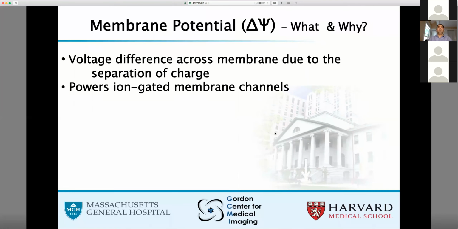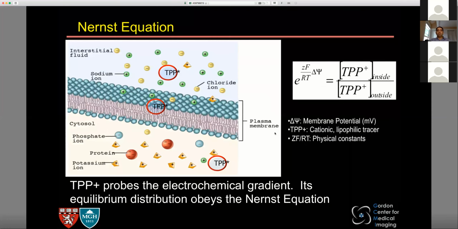That's the whole electric battery of life, and it is something that is very affected in disease, and it's very conserved and preserved in normal conditions. So how can I measure that? Well, if I inject a cationic probe, a probe that is charged, it's going to distribute inside and outside the cell according to the concentration of charges. So if I look at the ratio of the tracer that I've put in inside and outside the cell, it will tell me what the voltage difference is, what the membrane potential is across this membrane.